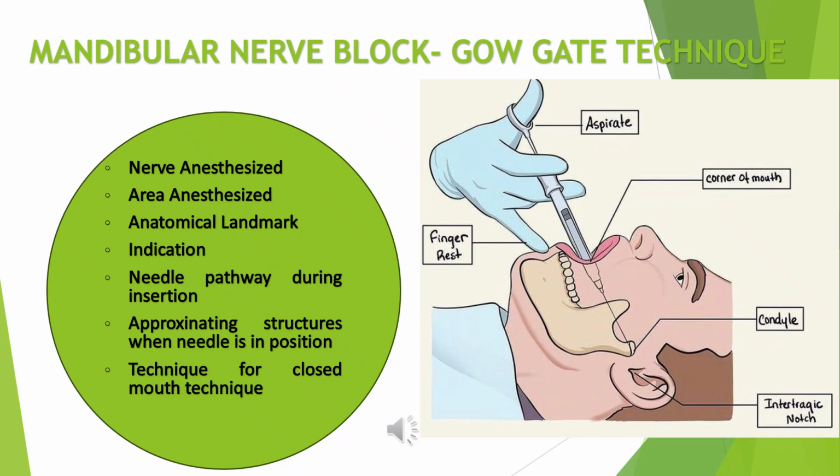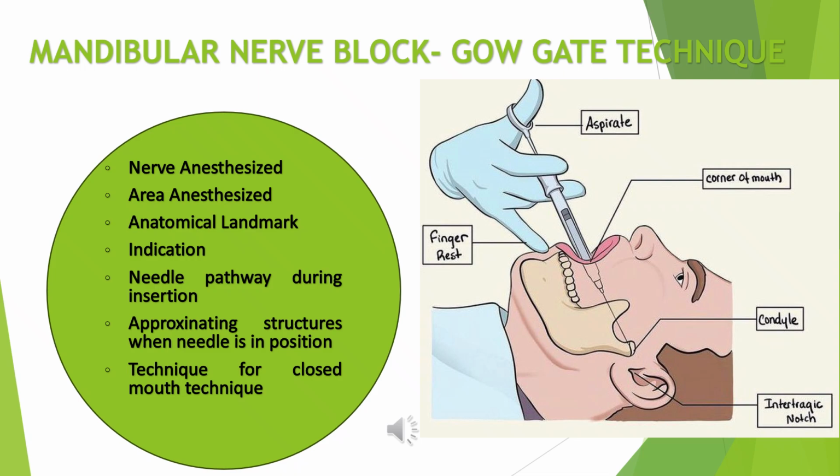So for this Gow-Gates technique, the patient should be placed in a supine position, although a semi-recumbent position may also be used. The operator is positioned to the right and slightly in front of the patient. The patient keeps the mouth wide open and remains in that position until the injection is completed. This position moves the condyle anteriorly and facilitates the injection.